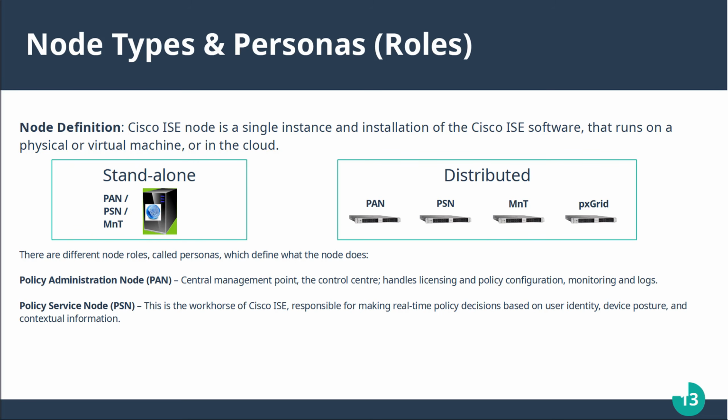Policy Server Node. This is the workhorse of Cisco ISE. It's responsible for making real-time policy decisions based on user identity, device posture, and contextual information. The PSN handles RADIUS and TACACS+ authentication and authorization requests, posture assessment compliance checks, profiling data such as DHCP, HTTP, NetFlow, etc., and applying policy rules defined in the Policy Administration Node.